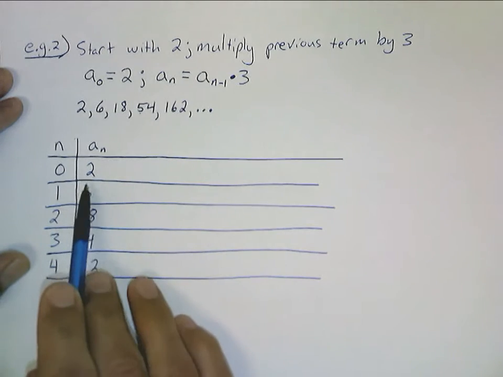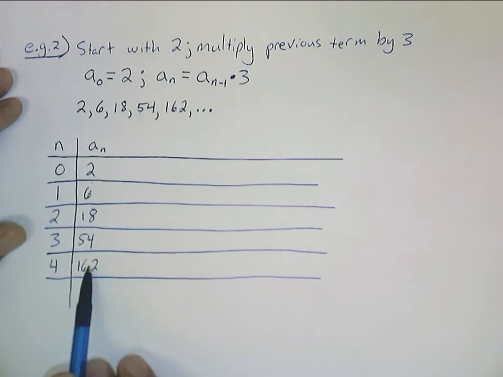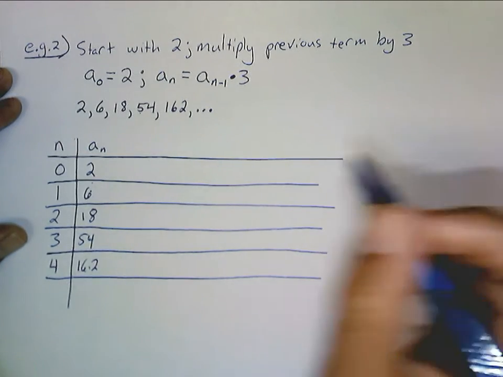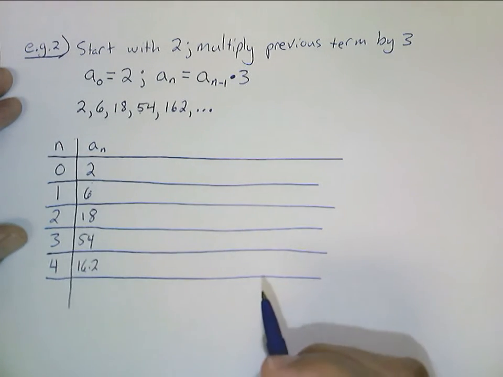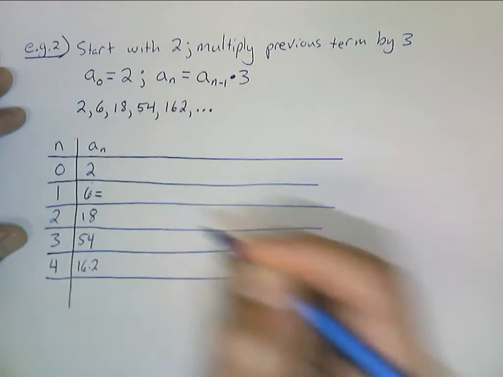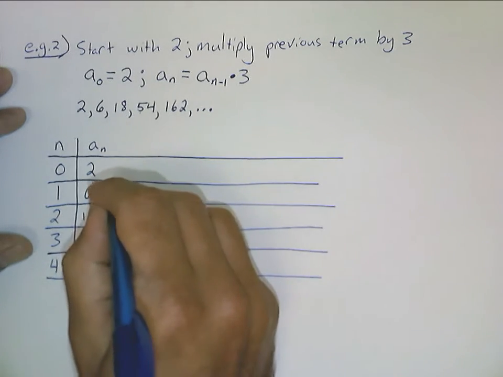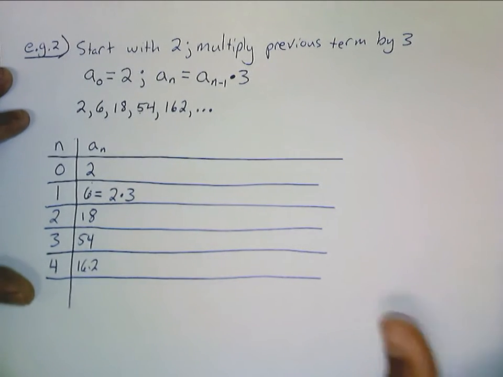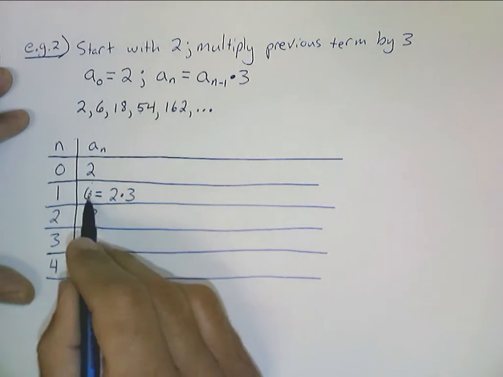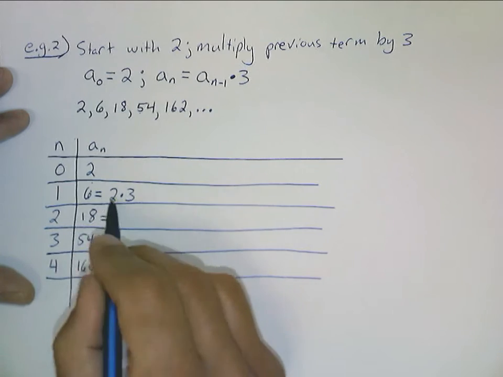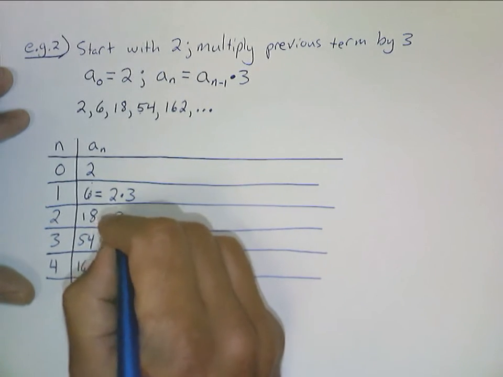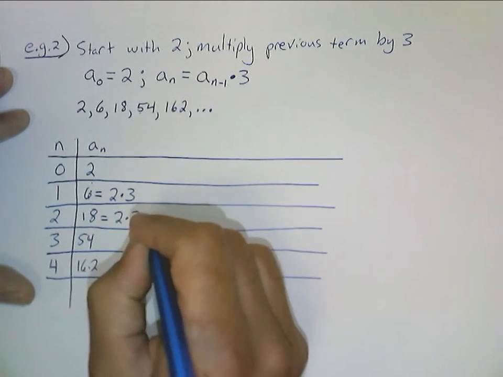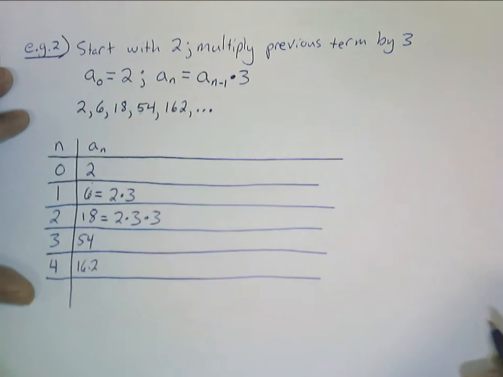Now, let's think of each of these terms as referring back to the recursive rule. We got 6 by taking the 2 and multiplying it by 3. So 6 we're not going to think of as 6 anymore. It's going to be 2 times 3. The 18 we got by taking the previous stage, which is 6, and multiplying that by 3. But again, we're not thinking of 6 as 6 anymore. We're thinking of it as 2 times 3. So we take that and we multiply it by another 3.